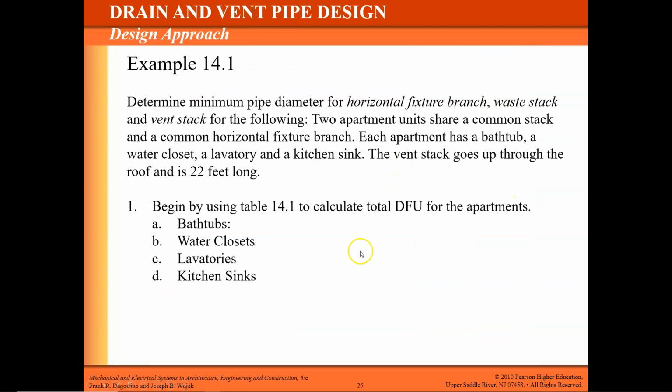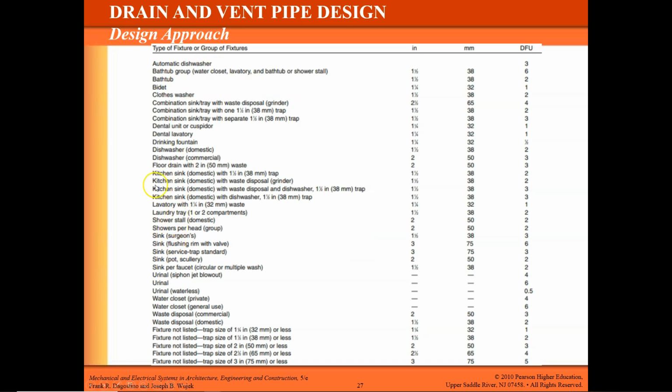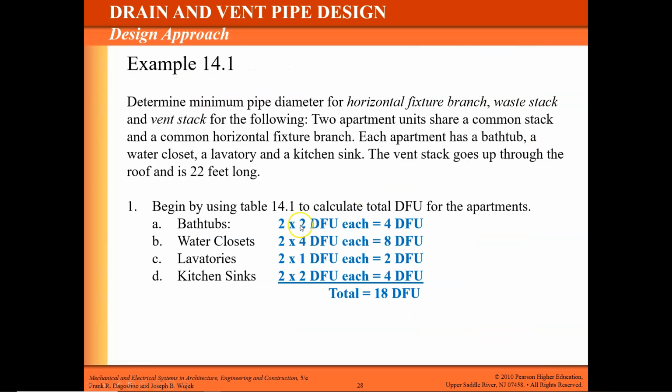And finally, kitchen sinks. If we come down here where it says sink, sink flushing, sink service, sink poultry, sink per faucet, none of those, but we come back up here and it is listed under kitchen sink here. So we kind of have to know a little bit more about the kitchen sink perhaps, but if we just use this standard one without a dishwasher or waste disposal connected, we bring that across, and that's 2 DFUs each.